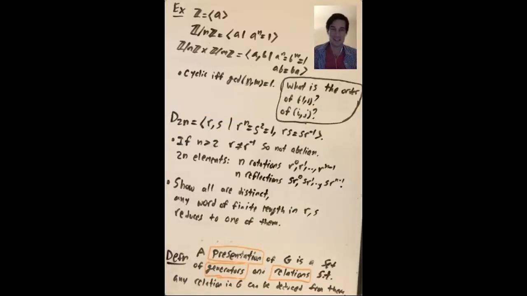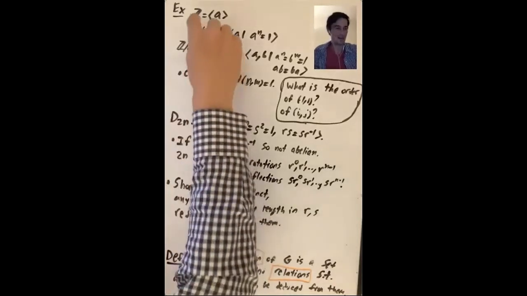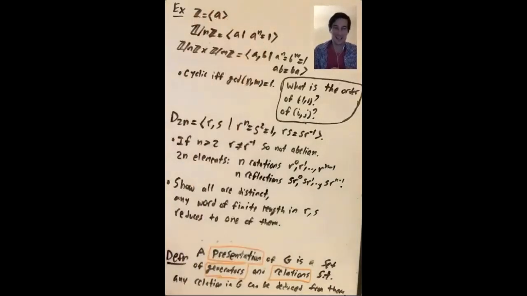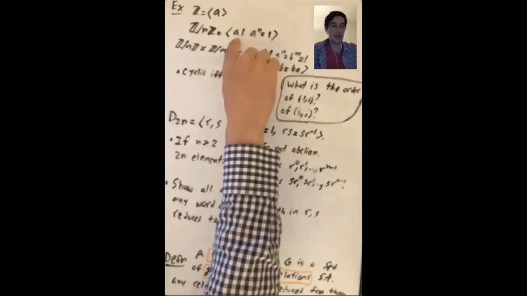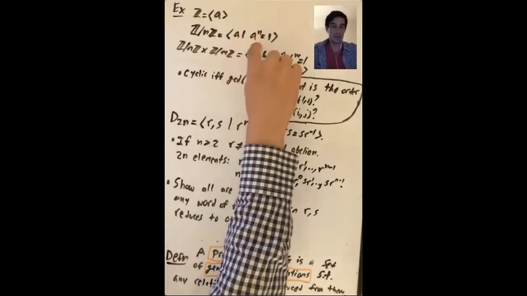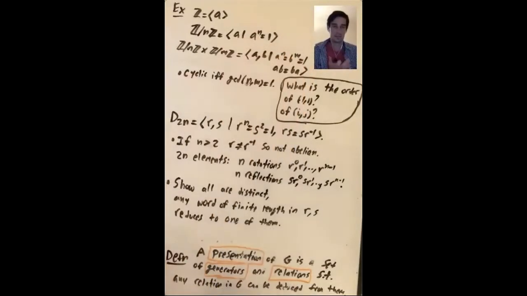Let's give some examples of presentations. A presentation for the group Z is the group generated by A with no relations at all. So this is just a reflection of what we saw in the previous video, that in a cyclic group of infinite order, G to the K equals G to the L if and only if K equals L, that there are no relations. What about Z mod NZ? Well, it's generated by an element A, and the key relation is that A to the N equals 1. So I'm going to write 1 instead of the identity. That's a pretty standard thing to do.